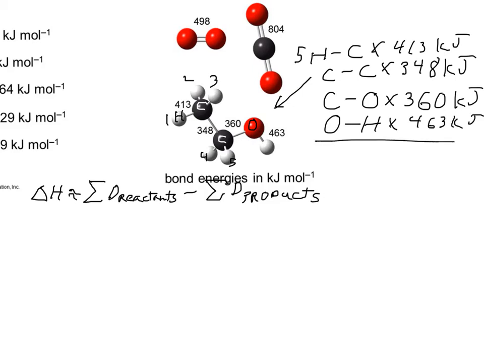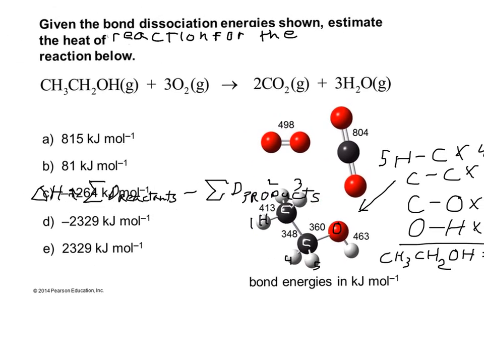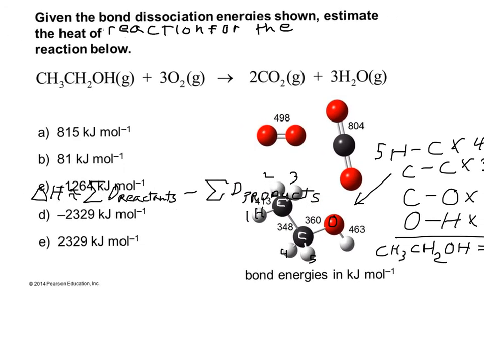So the sum of the bond dissociation energies for our methanol, take our calculators, put all of that in, and I wind up with 3,236 kilojoules. So that's the bond dissociation for our methanol. Now, if we look at our chemical reaction, we need to do the same thing for our oxygen.